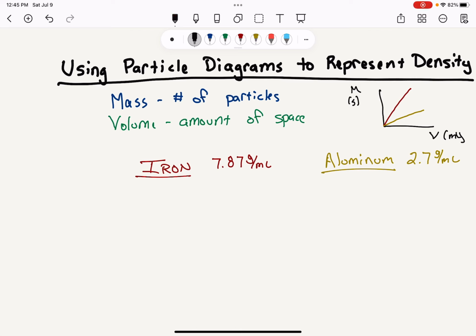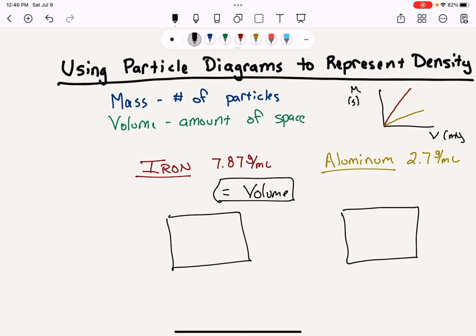And so what I first want to do is consider what it would look like if they are equal volume. In other words, if I had one block of iron, like that big, and one block of iron, that big, equal size. So the volume is the exact same. So if I look up here on my graph, then what I'm talking about is that volume, the same for both of them. And so you can see that the volume of the gold line, which is the aluminum, has a much lower mass than the volume of the iron.